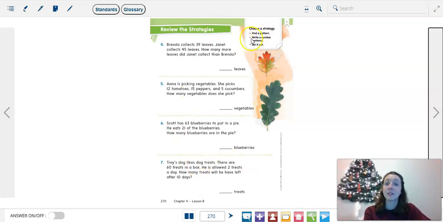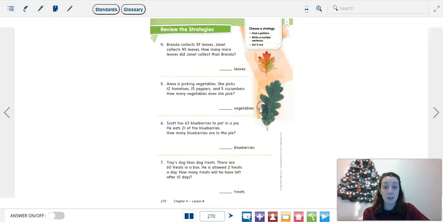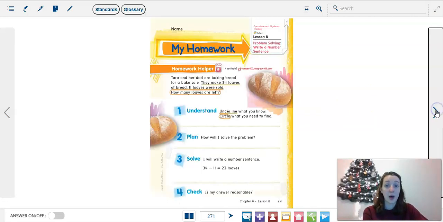So I want you to do this reviewing the strategy page on your own. As you can see, you get to choose the strategy. You can either find a pattern, write a number sentence, act it out, draw a picture, whatever is easiest for you, but show your work. I have to be able to see how you solved it. So remember to underline and circle what you're trying to figure out, underline what you know, circle what you're trying to figure out, and use the different strategies and show your work. If you do it on a separate piece of paper because you don't have enough space here, just make sure you include that picture with your homework as well.